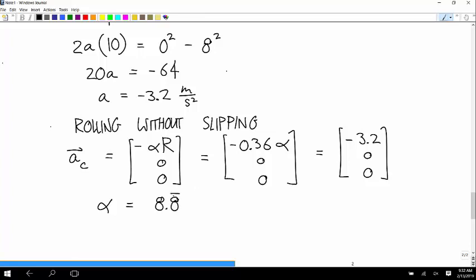I think it's that, radians per second squared. We want it as a vector. Is that what you get? Is that 8 ninths?